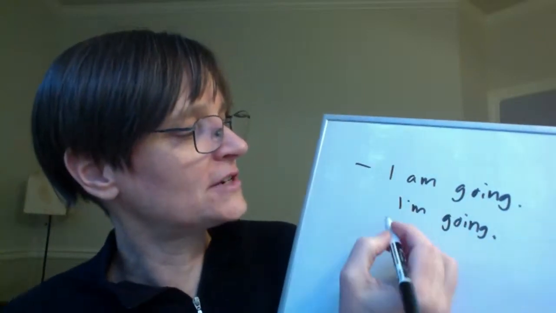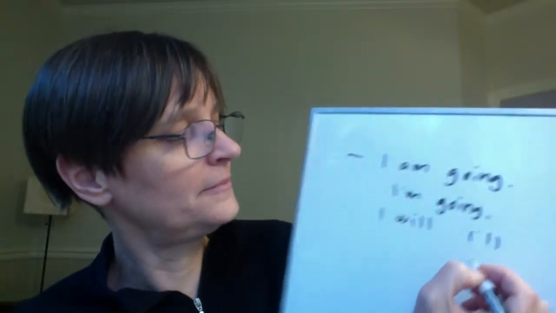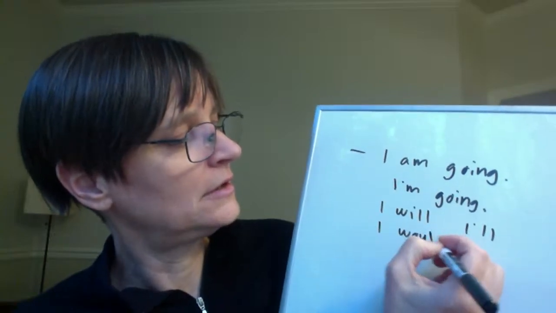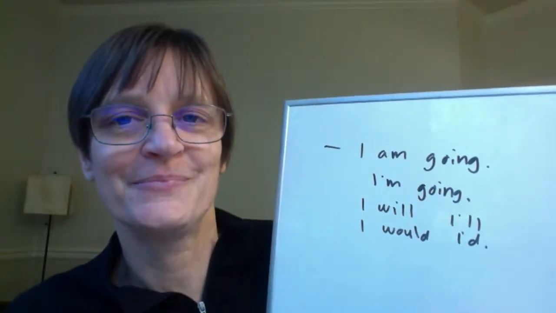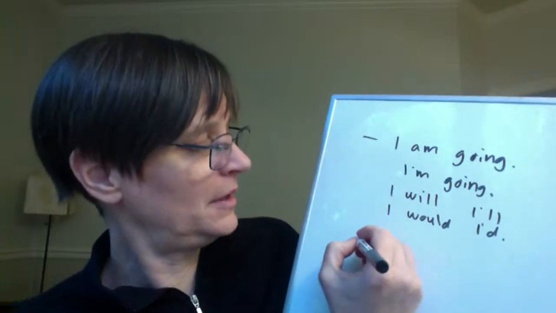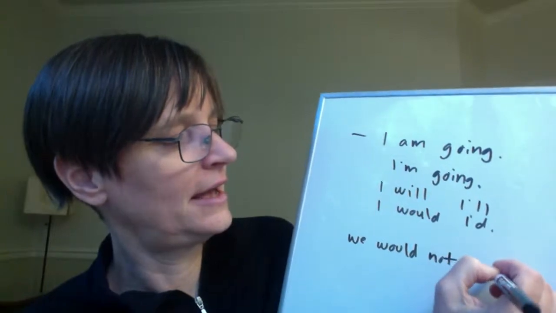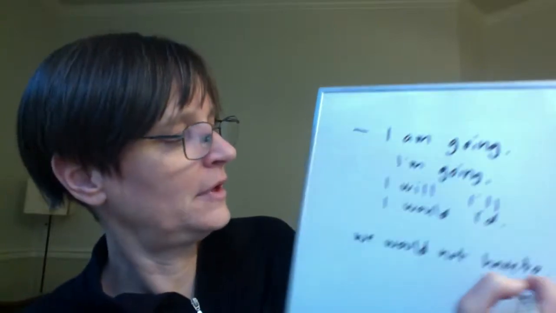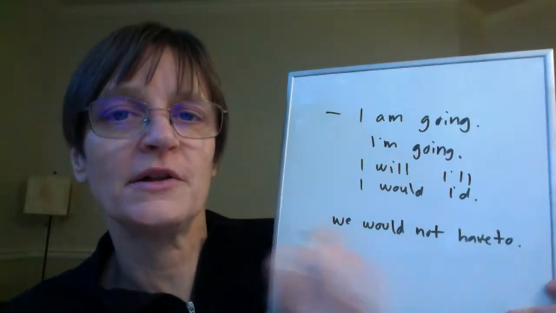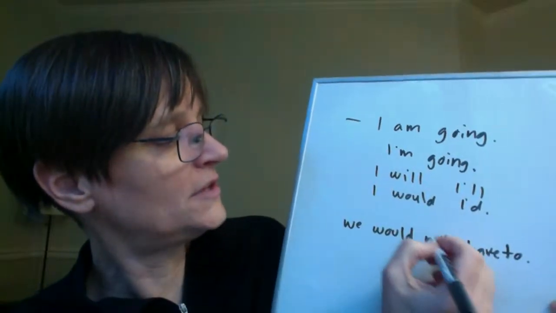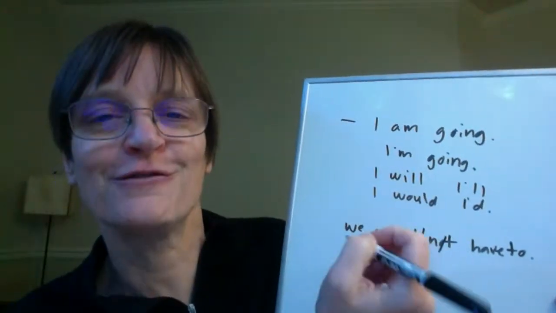So try to use contractions like I'm for I am, and rather than I will, use I'll. Rather than I would, use I'd, especially when you have multiple verbs. So for example, we would not have to. If I say we would not have to, that sounds very stiff, doesn't flow very well, doesn't sound very American. They're going to always say we wouldn't have to. We wouldn't, we couldn't, we shouldn't, we would have, we could have, we should have.